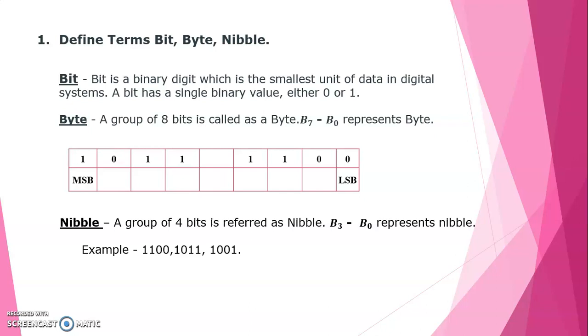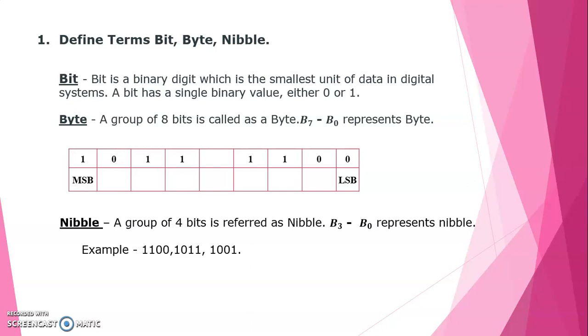First is bit. Bit is a binary digit, which is the smallest unit of data in digital systems. A bit has a single binary value, either 0 or 1. Byte. A group of 8 bits is called a byte. It can be represented from B7 to B0. You can see the example of a byte. You have 8 bits. The first bit represents the MSB and the last is the LSB, that is called the most significant bit and least significant bit.